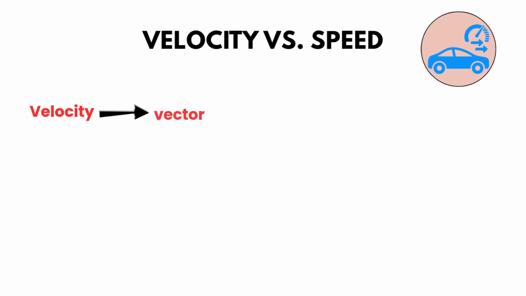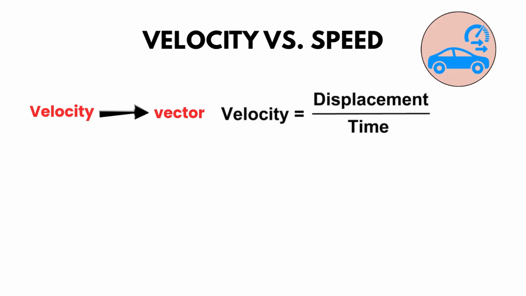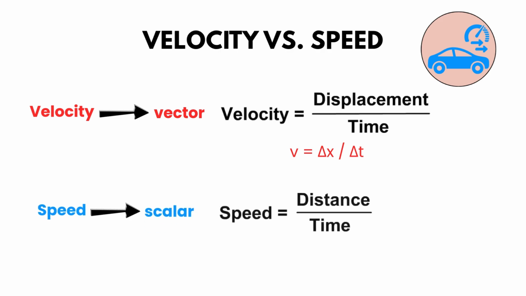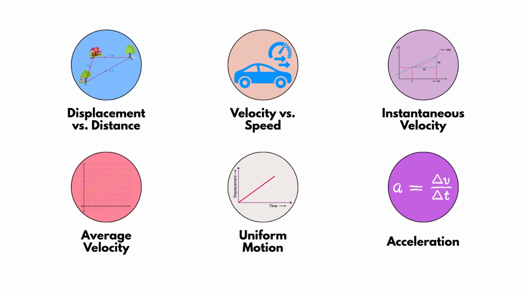Velocity is a vector. It's displacement divided by time. V equals delta x over delta t. Direction matters. Now, speed is a scalar. It's distance divided by time, delta d over delta t, no direction. That's why you can have the same speed but opposite velocities. The MCAT loves that twist.